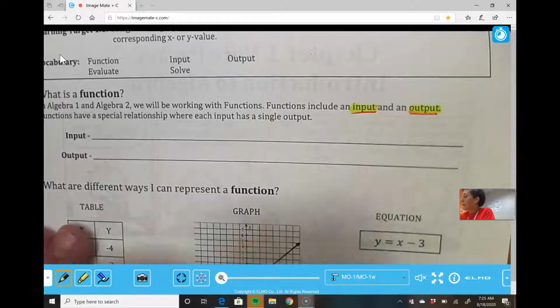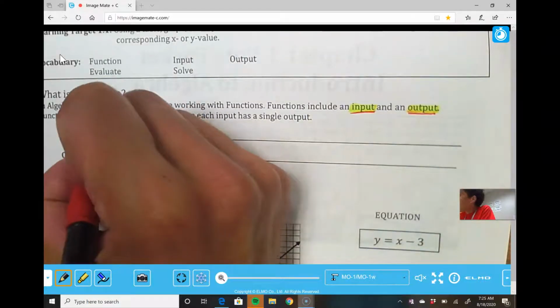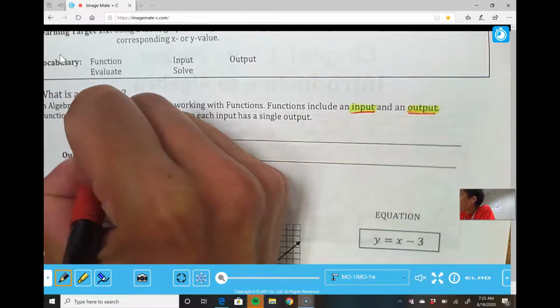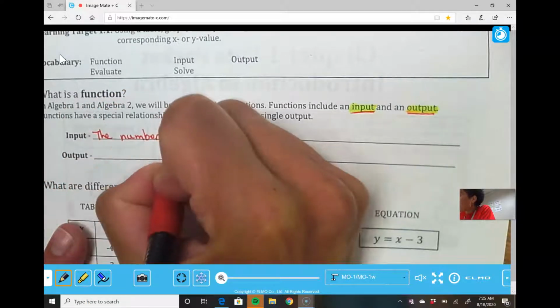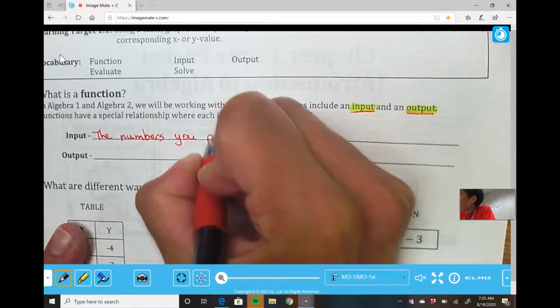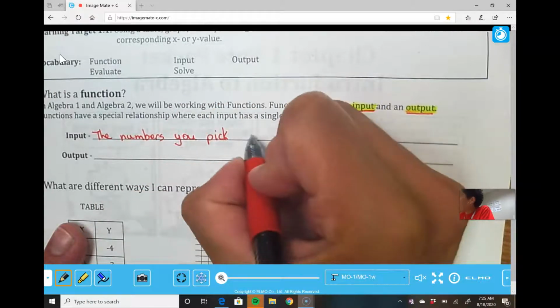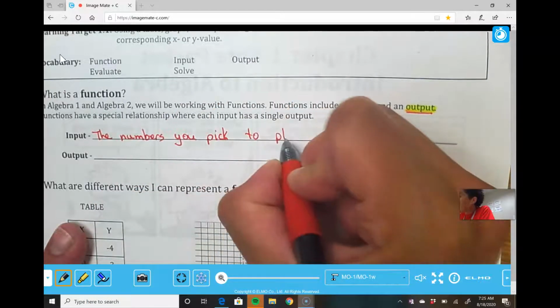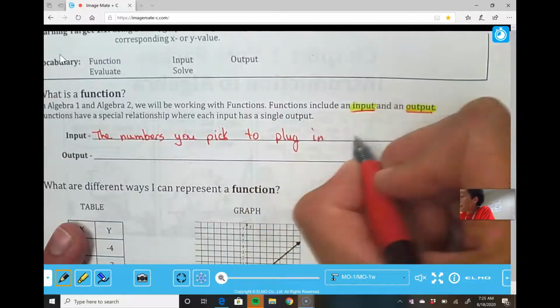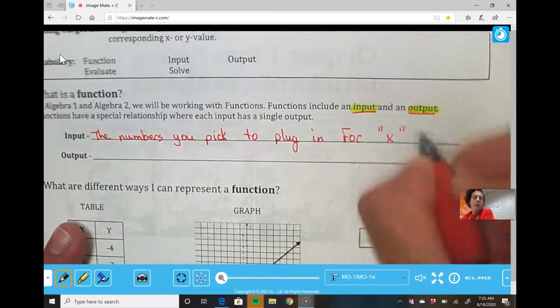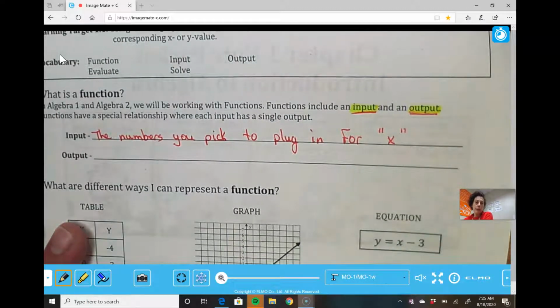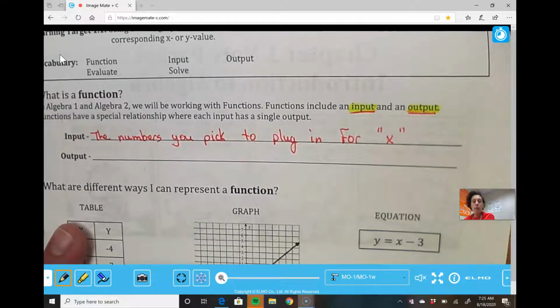So let's just talk about what these words mean again. So an input are just the numbers you pick to plug in, or input for x. And we're going to stick with x and y because those are the most popular variables that are used in algebra. There are other ones, but for now we're going to be referencing x and y.